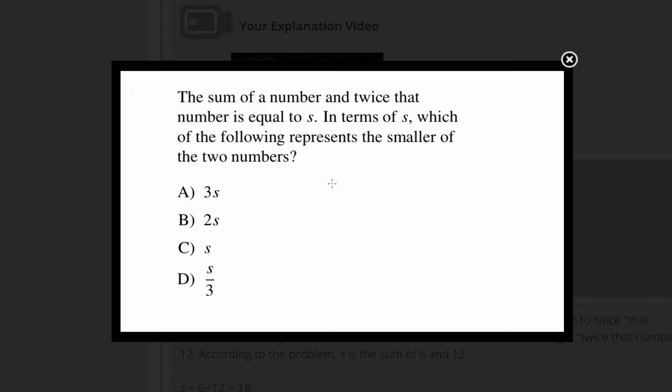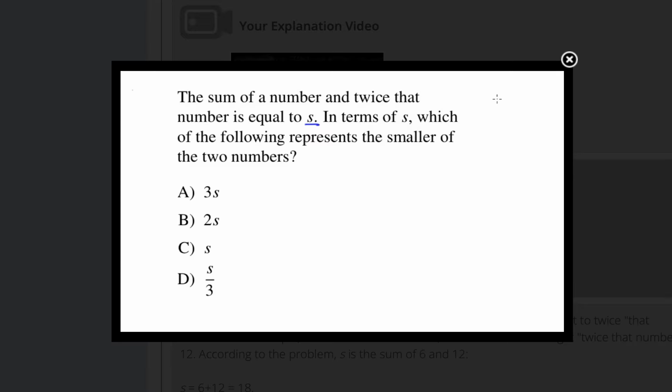Stereotypical plugging in numbers problem. And what we have to do in order to get it done is pay close attention to what S actually represents. So here we go. It says the sum of a number and twice that number is equal to S. So what we don't want to do here necessarily is just designate S as a number.